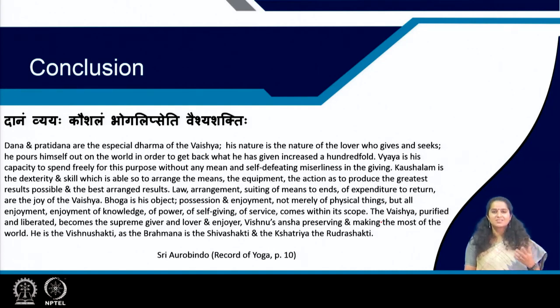Bhoga is his object, possession and enjoyment, not merely of physical things, but all enjoyment, enjoyment of knowledge, of power, of giving, of service, comes within its scope. The Vaishya, purified and liberated, becomes the supreme giver and lover and enjoyer, Vishnu's Ansha, preserving and making the most of the world. He is the Vishnu Shakti, as the Brahmana is the Shiva Shakti and the Kshatriya is the Rudra Shakti.